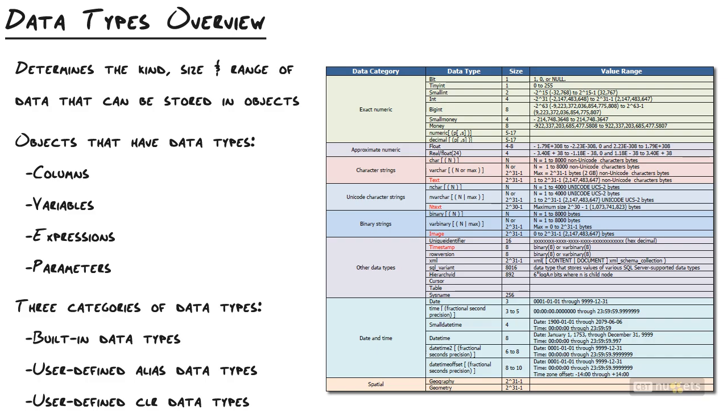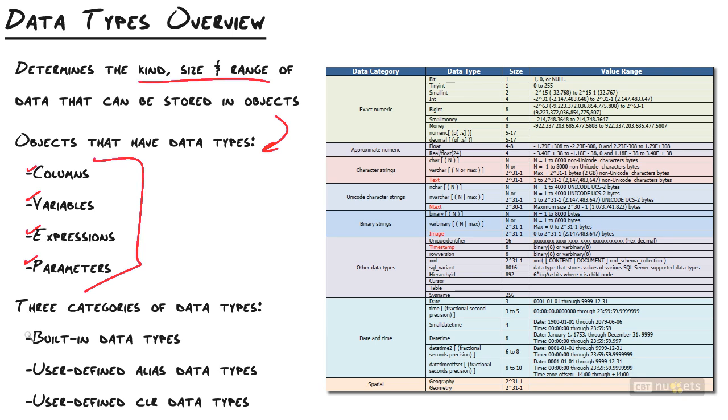Let's get to it. So for our data types overview here, this is just a quick refresher on all things data types. So what is a data type? If we had to define it, we would say it determines the kind, size, and range of data that can be stored in an object. The kind of objects we're talking about here, columns obviously for tables, those are going to be the big ones. Anytime we create a variable, we need to assign it a data type. Expressions and also parameters. Those are going to be the big four objects that are going to hold data, so we need to specify the kind of data that they will contain.